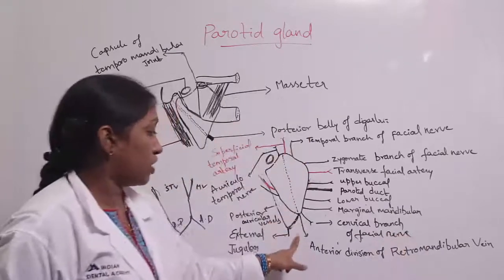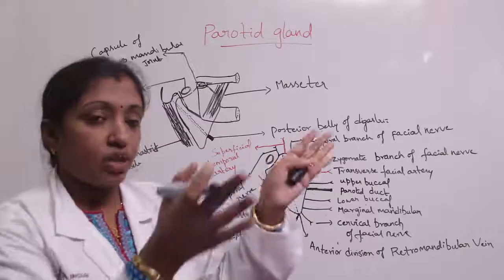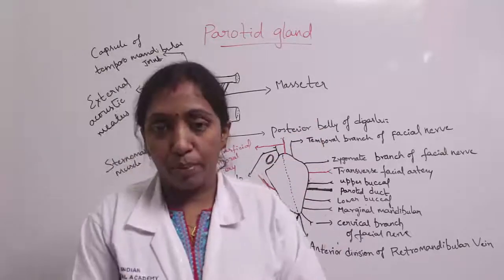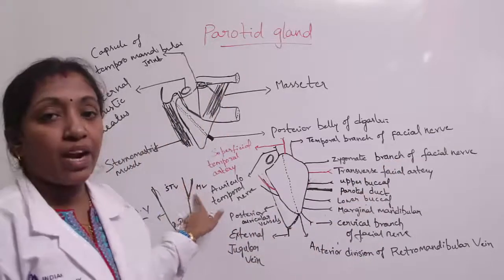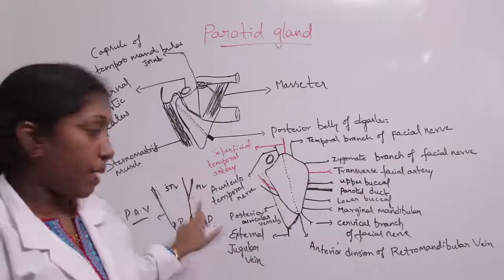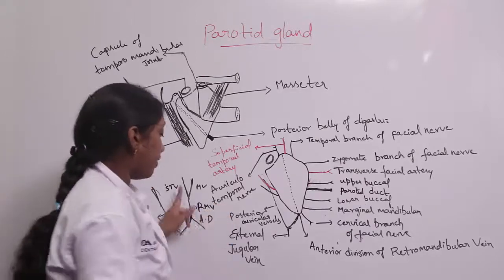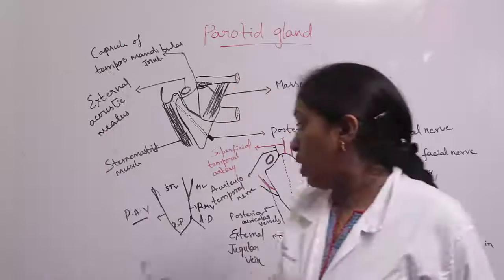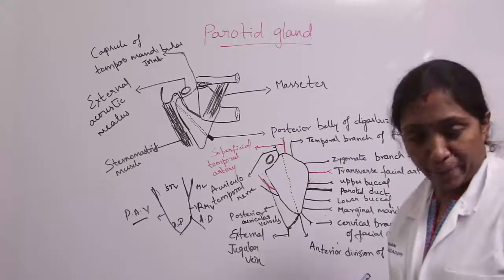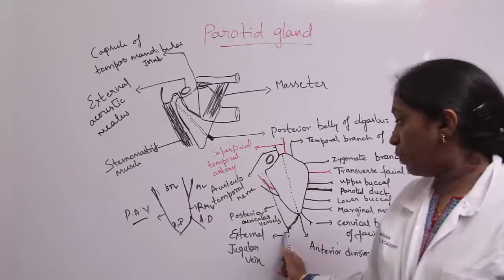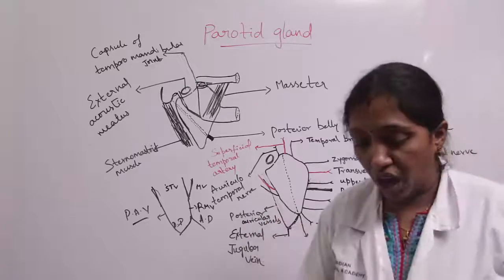And coming to the other structure, the anterior division of the retromandibular vein. Usually the retromandibular vein is formed by the union of the superficial temporal and maxillary veins. The retromandibular vein again divides into an anterior division and a posterior division. The anterior division emerges from the apex of the parotid gland, and the posterior division unites with the posterior auricular vein.